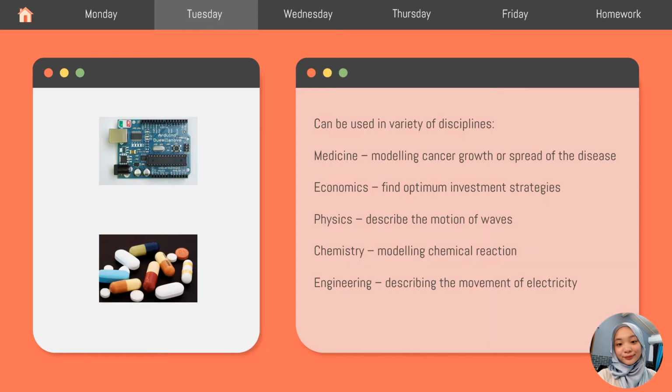Differentiation can also be used in a variety of disciplines. For example, in medicine, differentiation is used to model cancer growth or the spread of a disease, while in engineering, it is used to describe the movement of electricity.